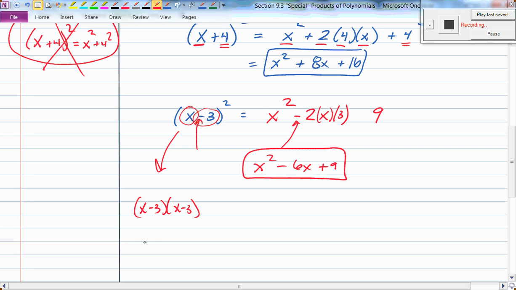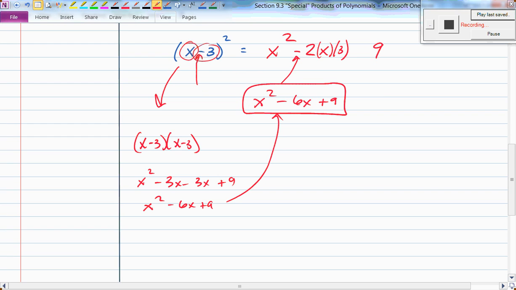And if you use FOIL, you're going to get x squared minus 3x minus 3x plus 9, which is just x squared minus 6x plus 9, which is that right there. I want you to understand that you get the same thing either way. You guys with me on that part? Okay, well, you guys try it on your own.